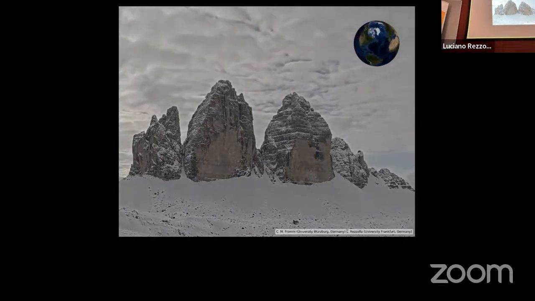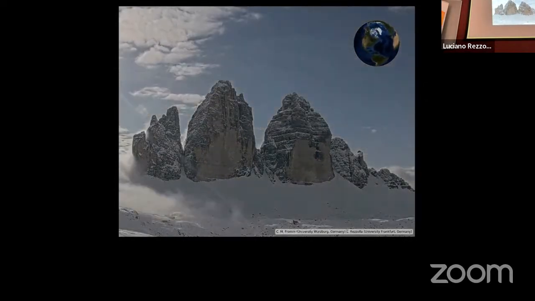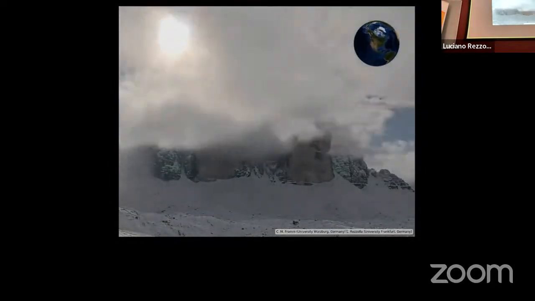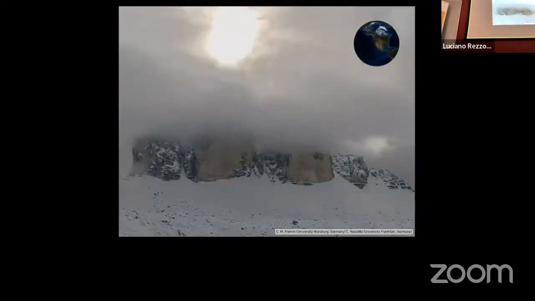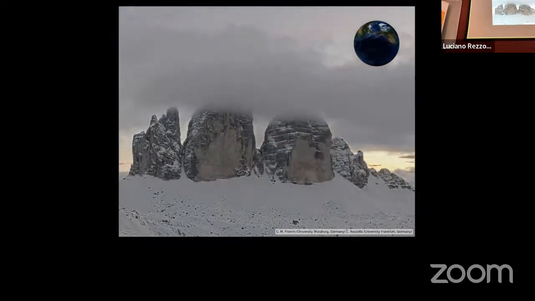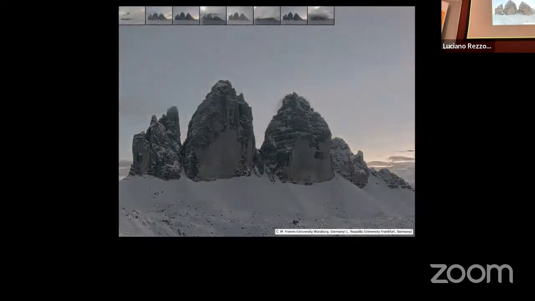Early in the day, there's a lot of cloud coverage, there's even some snow. The sun comes out and clears up the sky a bit. Then in the afternoon there is a lot of variability, a lot of cloud coverage. Then at the end of the day, it starts clearing up, and you have a very clear sky.